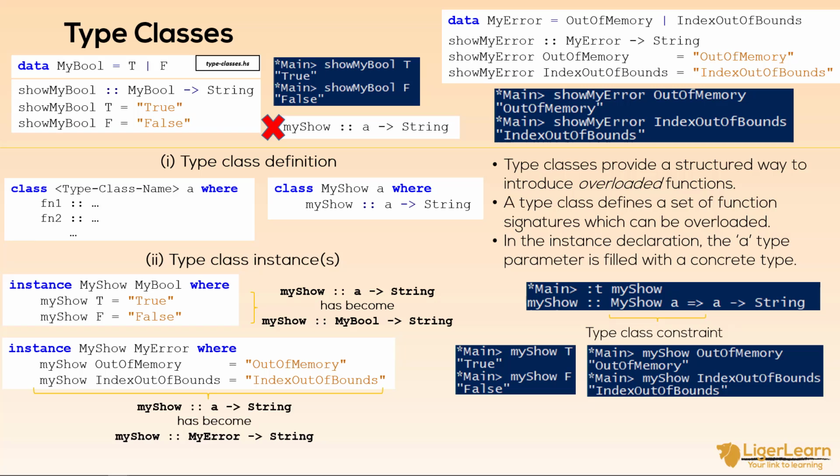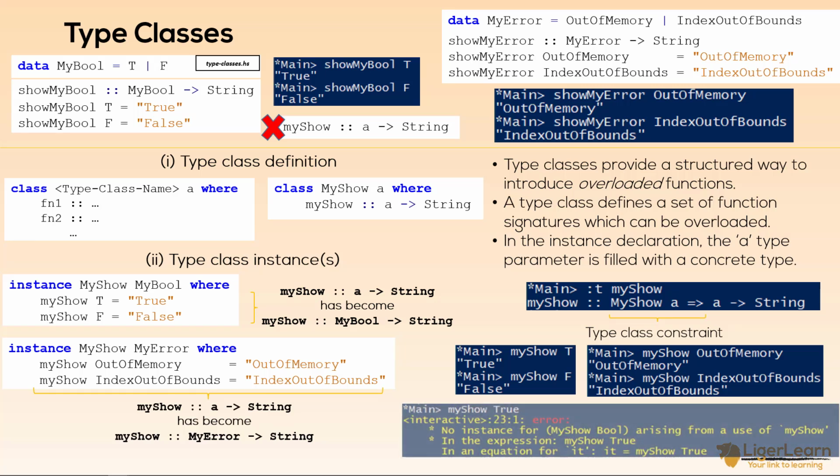But then what happens when we call it with another type? Let's suppose we call myShow with the value of true, which means we are calling it with the value of type bool. Well, we get an error, and this error occurs because Haskell cannot find any instance for the myShow type class for the bool type. We could get rid of this error by providing an instance of myShow bool, which would look very similar to our instance declaration for myBool. The good thing about this type of error is that it is picked up at compile time rather than at runtime, so you will have to fix it for you to even run your code.